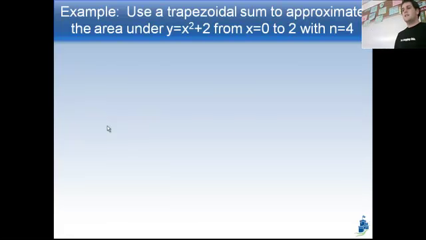So you're going to write this example, and this is the last thing I'm going to put in your notebook. Use a trapezoidal sum to approximate the area under y equals x squared plus 2 from 0 to 2 when n equals 4. Write that. Hurry. I got to get out of here.